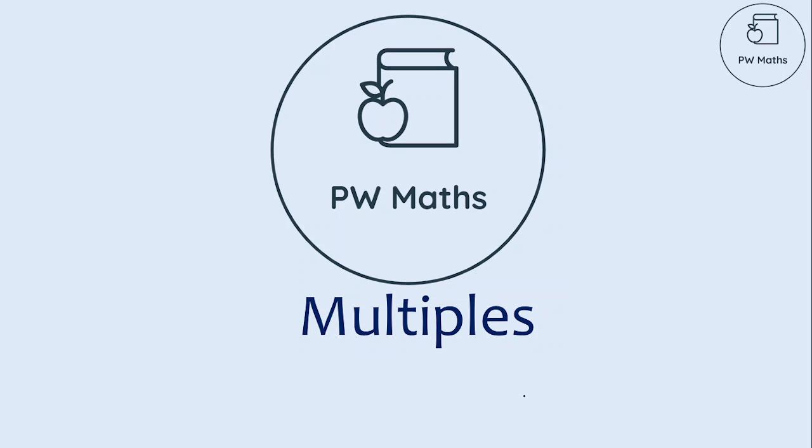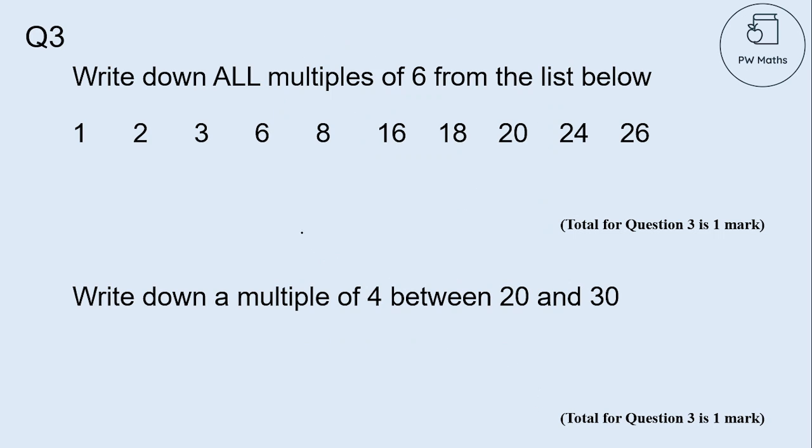On to multiples, quite commonly mixed up with factors. We might get a question that looks a little bit like this. Write down all multiples of 6 from the list below. What this is asking us is all numbers that will be in the 6 times table. And we need to make sure that we read the question correctly, because this one's asking us for all of the numbers from the 6 times table. Quite often see students make the mistake of just finding a multiple of 6 and then writing only one number on the dotted line for the answer here.